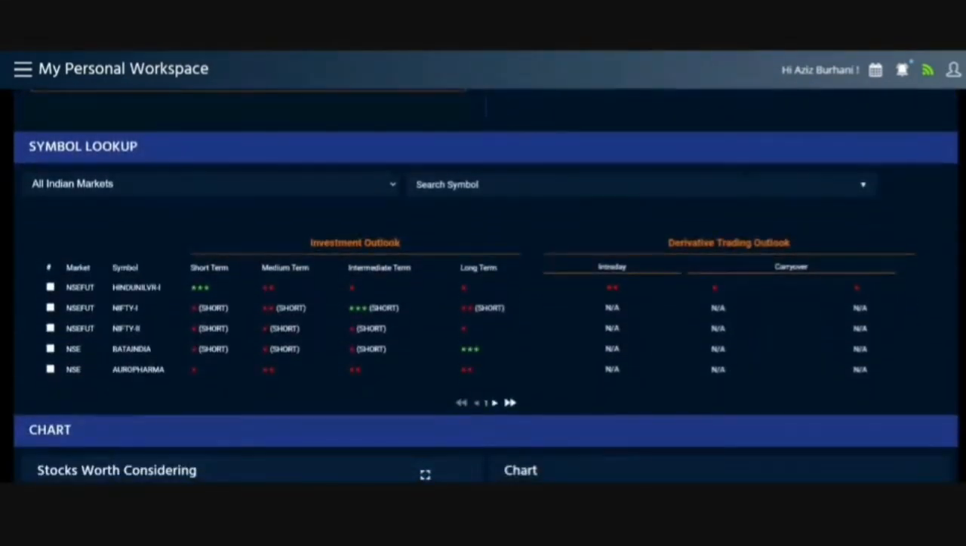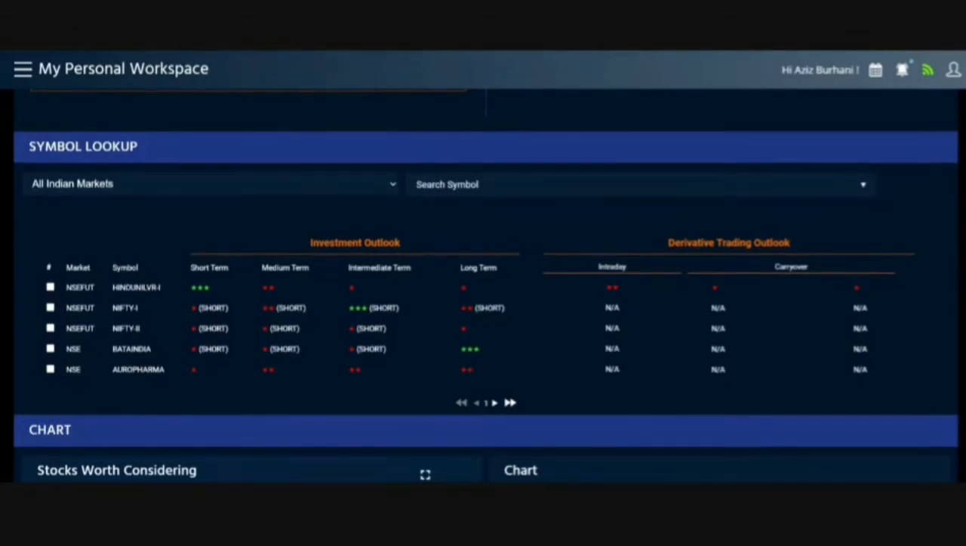Next on my personal workspace, I would like to move on to the next most important thing, that is the symbol lookup. Now again, symbol lookup, you all know, or probably even if you don't know, it is something that we will cover going forward, that we have a star rating for each and every stock. We don't rate stocks for a universal star rating. The star rating is for the time frame.